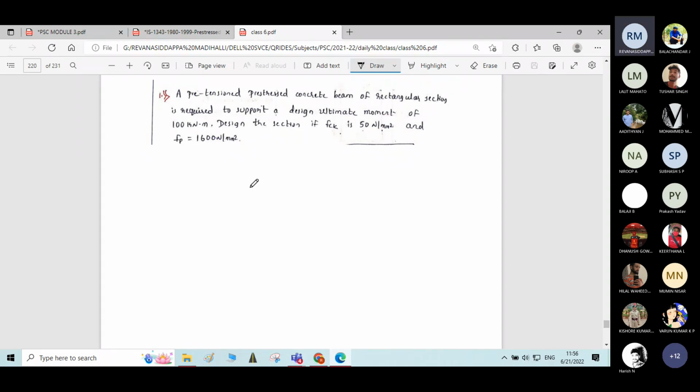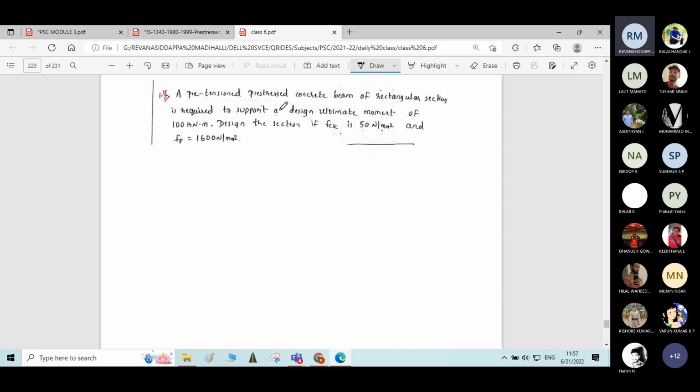These are all very simple problems. Design problems are very easy. You can easily do it. Only the thing you need to remember is the ratios, means how to select the sectional dimensions. Okay. Just go through the problem.